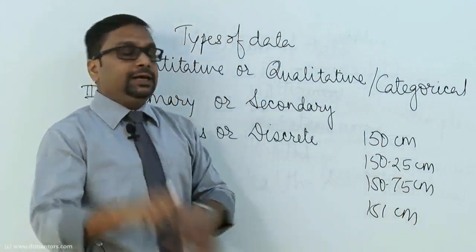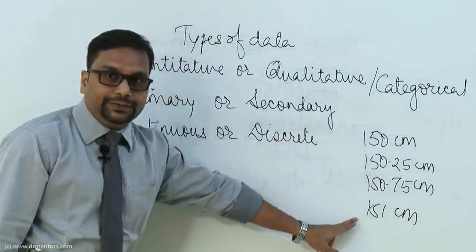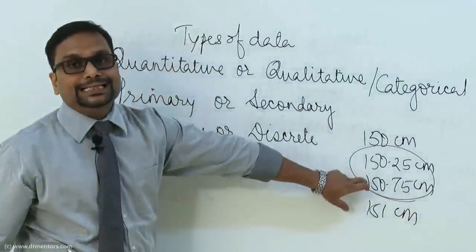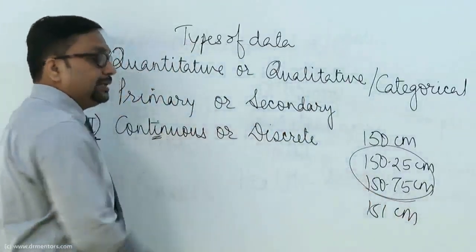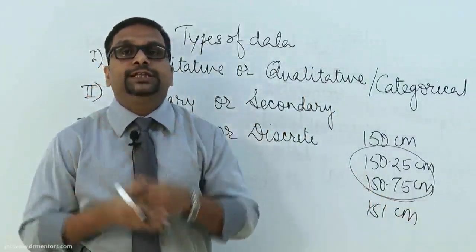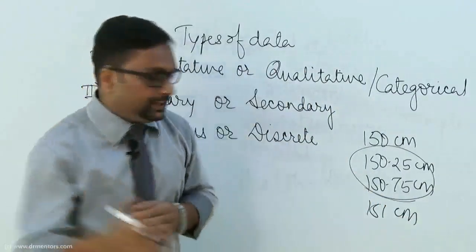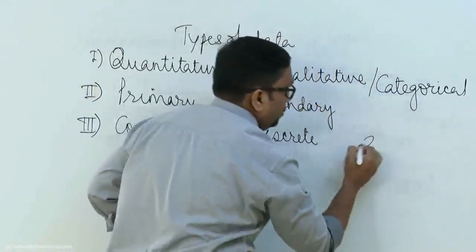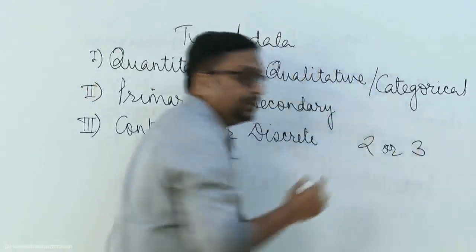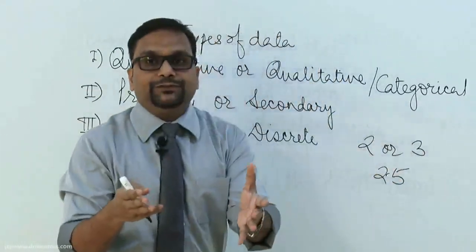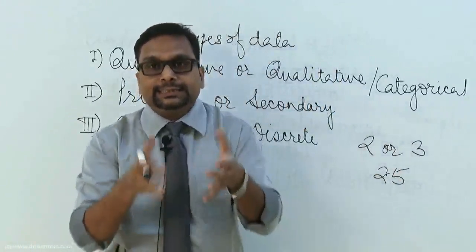So such data which can take any value in between, or data which can take values in decimal point, such data is known as continuous data. Now if I want to say the number of children in the family, when it comes to the number of children, it cannot take any value in between like this. It can be 2 children or 3 children. What do you mean by 2.5 children? There is nothing like 2.5, 2 full children and 1 half child. There is nothing like that.